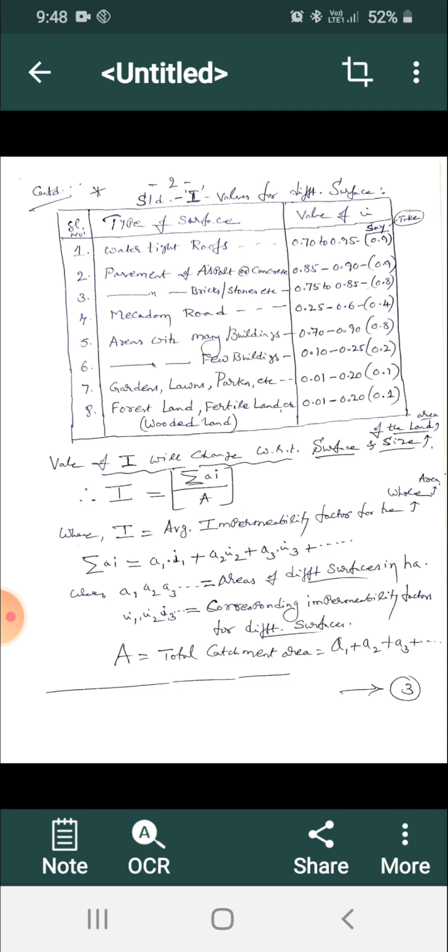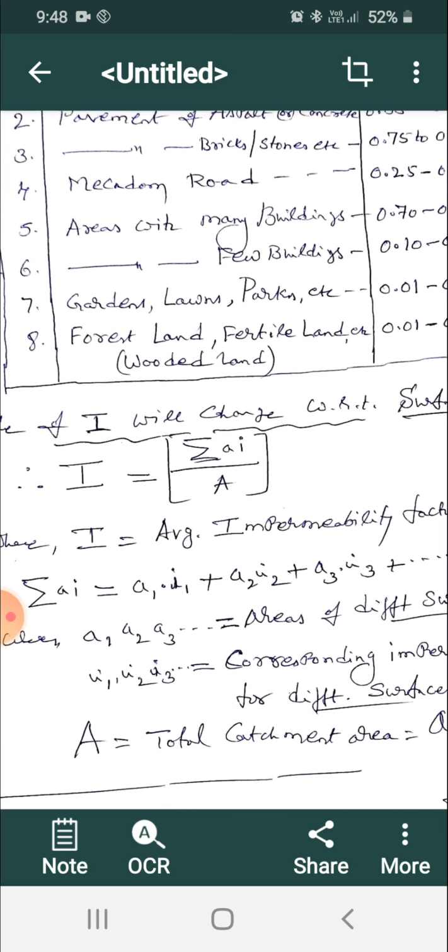The sewers are carrying the water, that is the storm water, whenever the rainfall occurs in that area. That is how it varies. Then what to do? You have to use this equation. This equation is very, very easy, and you have to remember this.